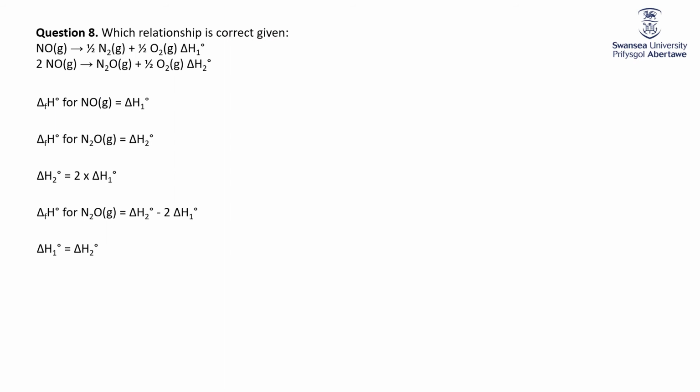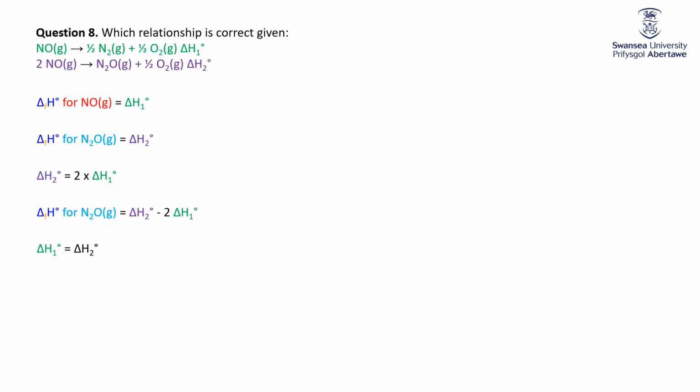So question 8, a question I find particularly appealing, one that tests an awful lot of concepts. I'm giving you a couple of equations. NO gas goes to half N2 plus half O2, and I'm saying that the heat change when 1 mole of NO turns into half a mole of N2 and half a mole of O2 is delta H1. And when 2 moles of NO turn into 1 mole of N2O and half a mole of O2, the heat for that is delta H2.